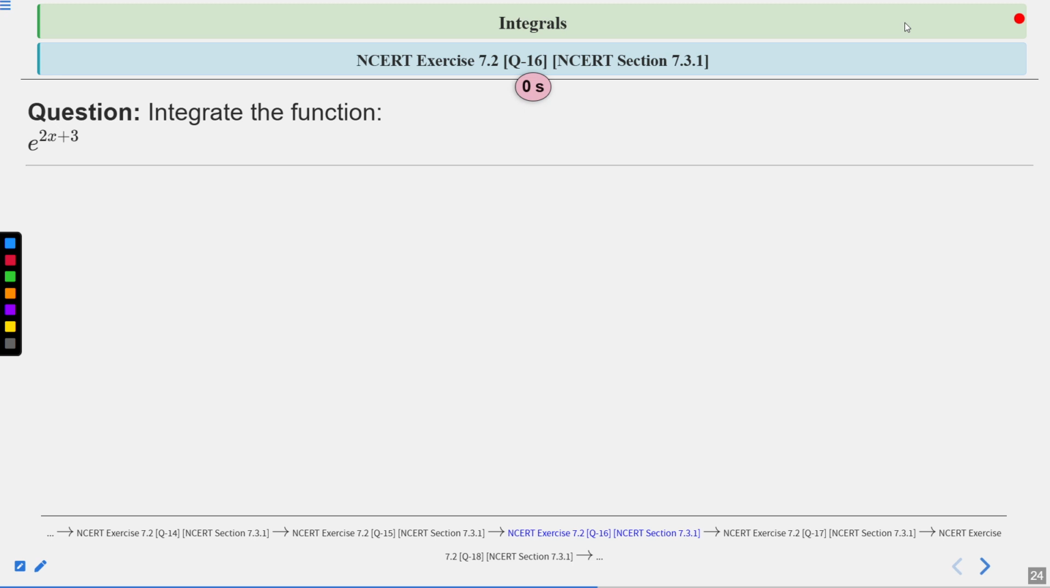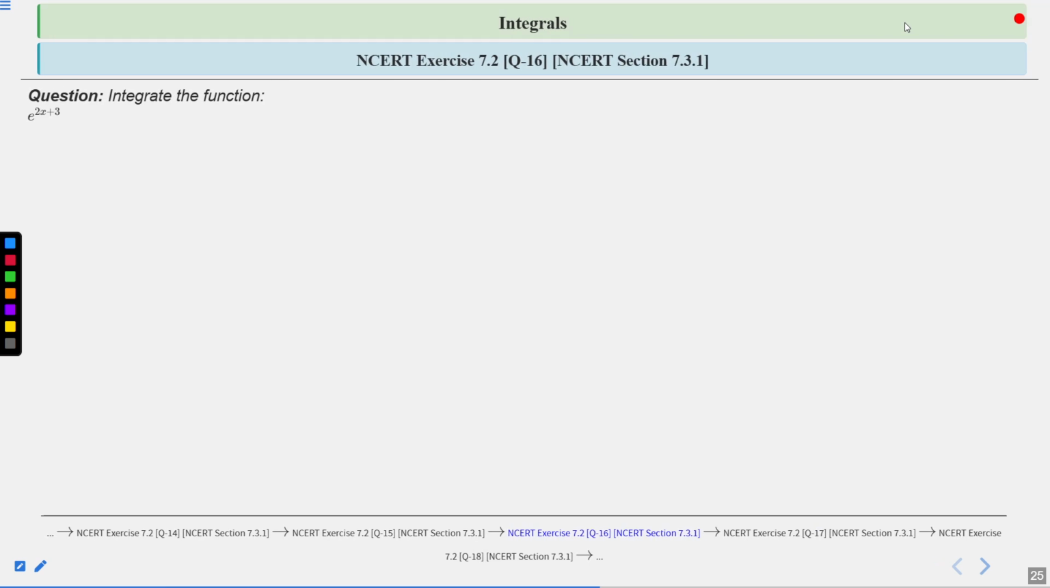Okay, hope you all have attempted this. Let us see how we can solve this one. We need to integrate e to the power 2x plus 3. So the correct answer of the given question is basically 1 by 2 times e to the power 2x plus 3 plus c, right? Okay, let's see the solution part.